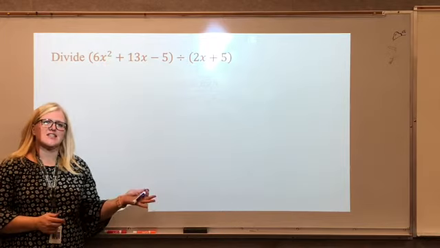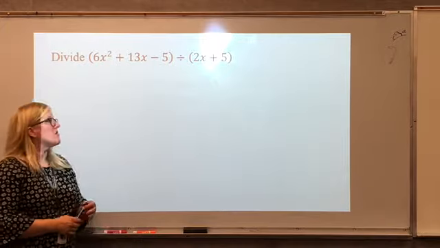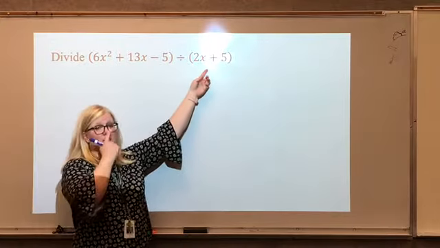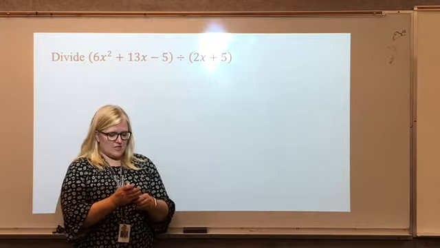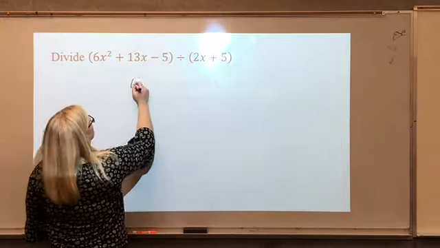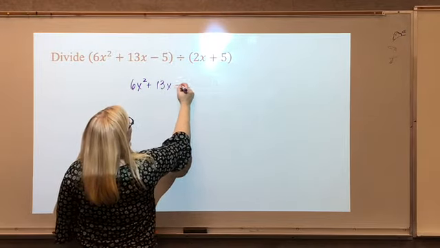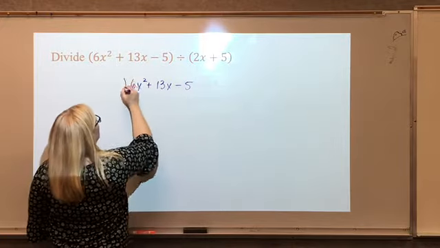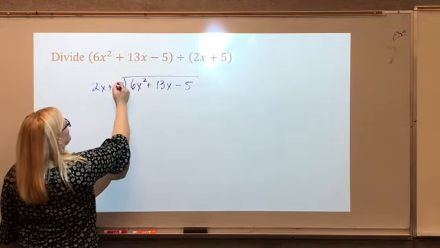Okay, so the last two examples we did, we divided by monomials, but now we're going to take it a step farther and we're going to divide by binomials. All right, so we're going to set it up the exact same way. We've got 6x squared plus 13x minus 5. We're going to divide that by 2x plus 5.